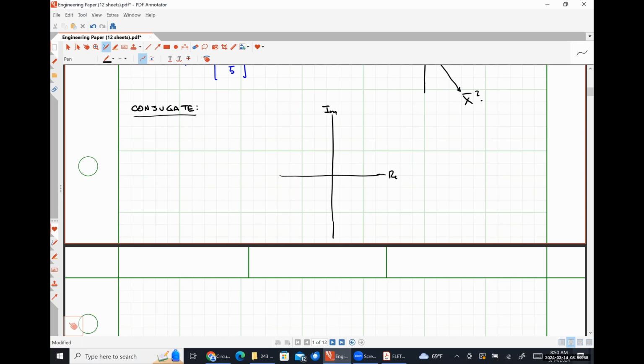So once again, let's say that I have some complex number A, like so. The conjugate of A simply means that I flip this complex number across the horizontal axis. So A conjugate would be this guy down here. So let's talk about what that operation entailed.